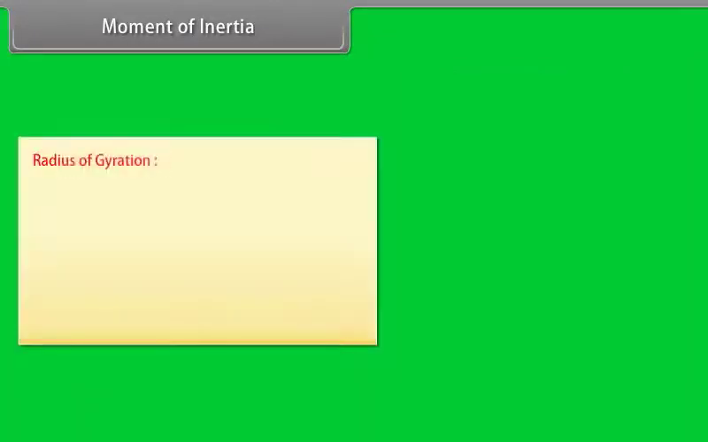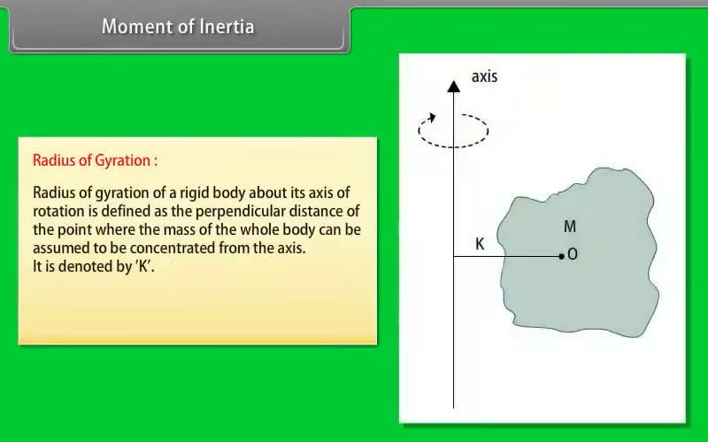Radius of gyration of a rigid body about its axis of rotation is defined as the perpendicular distance of the point where the mass of the whole body can be assumed to be concentrated from the axis. It is denoted by K. Its expression is given by I is equal to m k square, which is equal to summation from i is equal to 1 to n of products of mi and ri square.